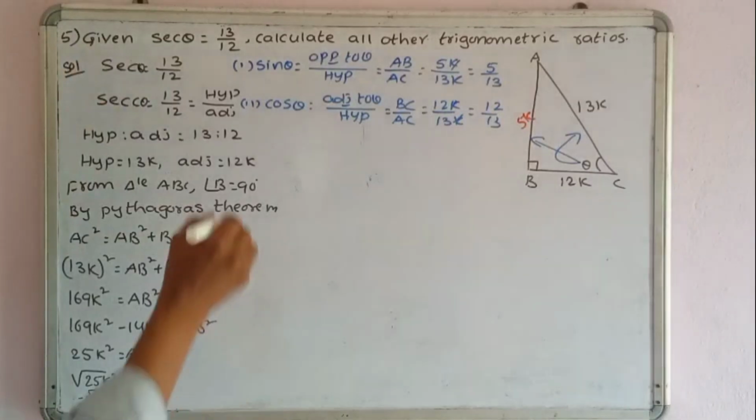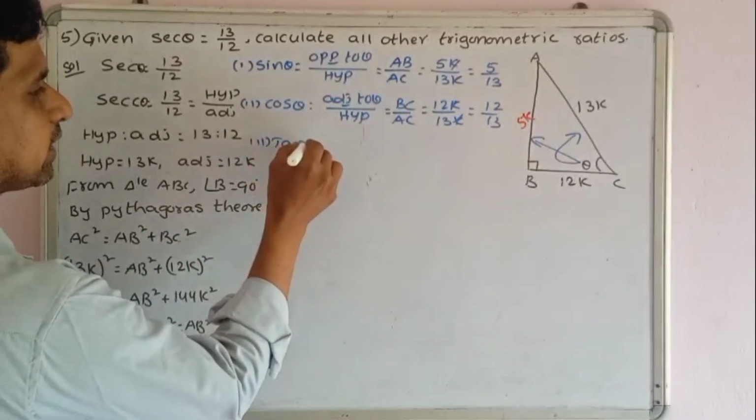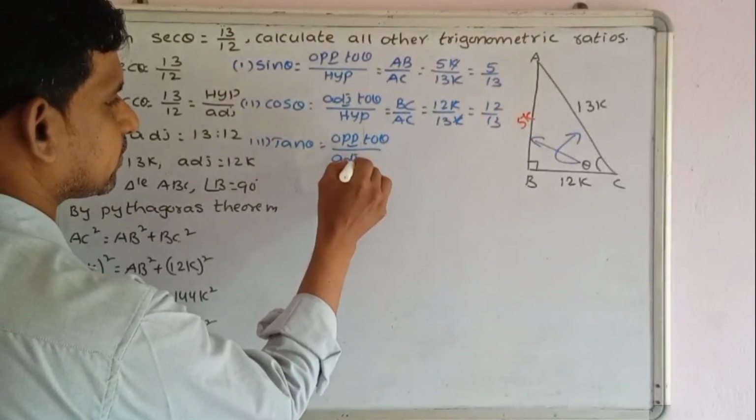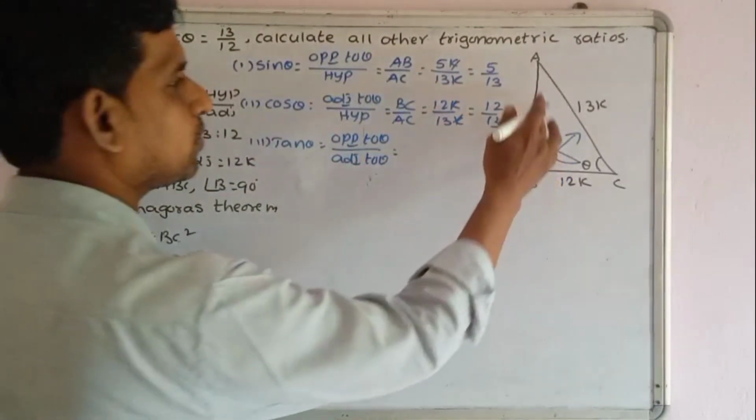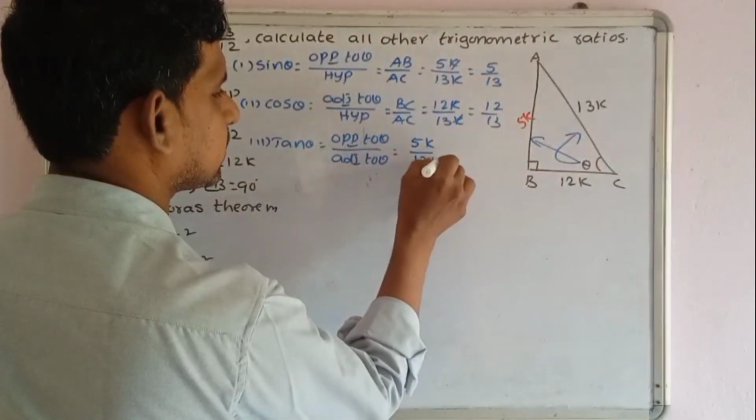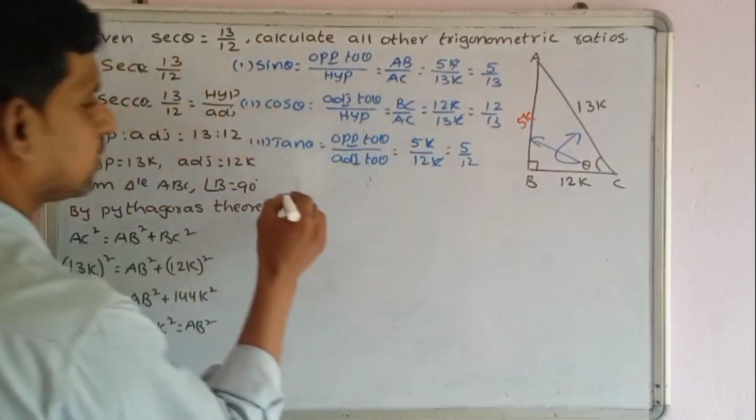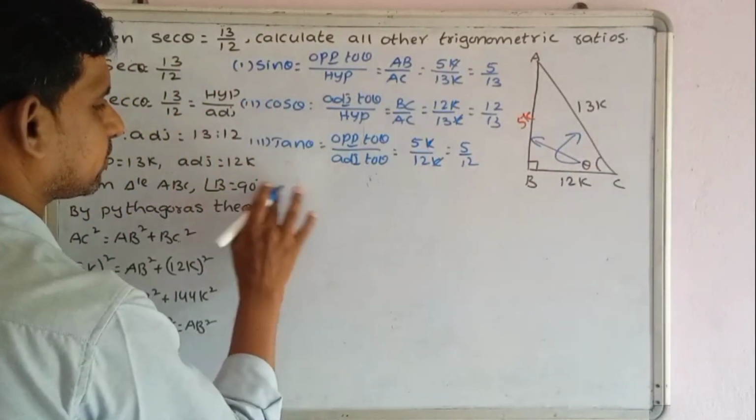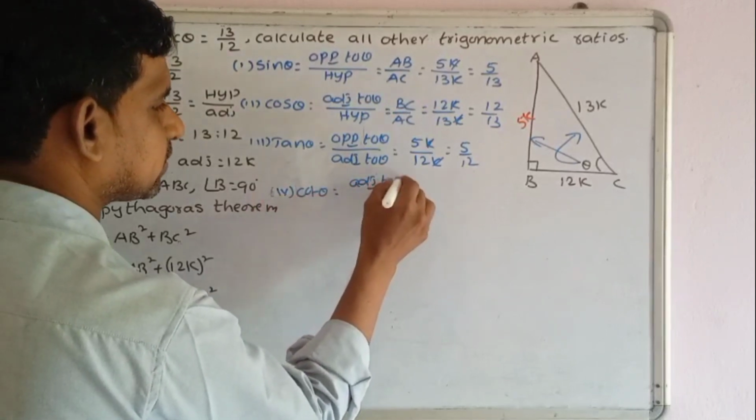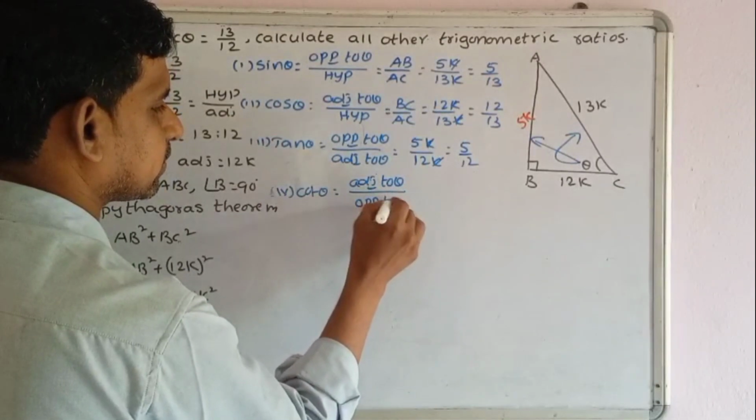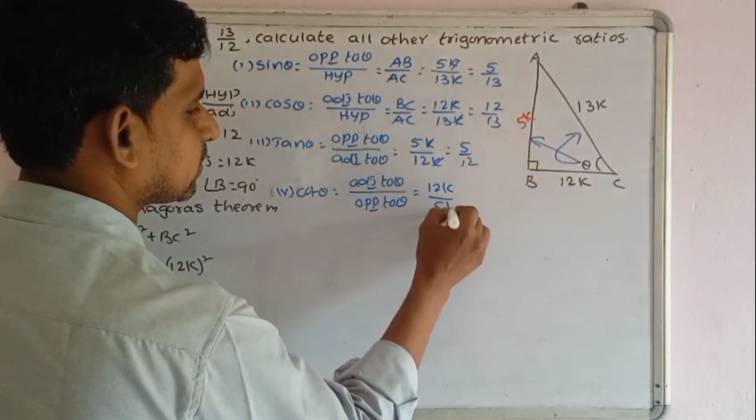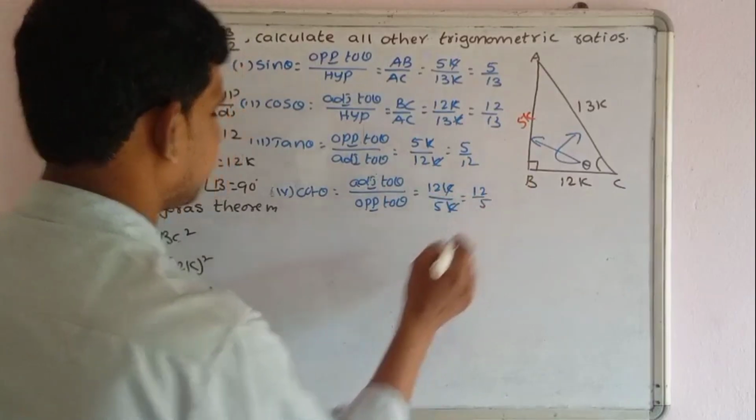Next, tan theta. Tan theta equals opposite to theta by adjacent to theta. Opposite to theta is 5K, adjacent to theta is 12K. So K gets cancelled, 5 by 12. Next, cot theta. Cot theta equals adjacent to theta by opposite to theta. Adjacent to theta is BC, that is 12K. Opposite to theta is 5K. So K gets cancelled, 12 by 5.